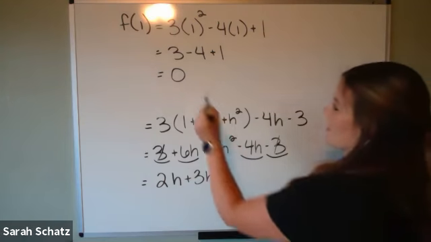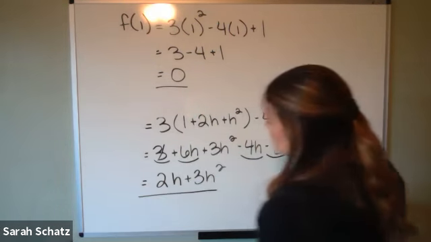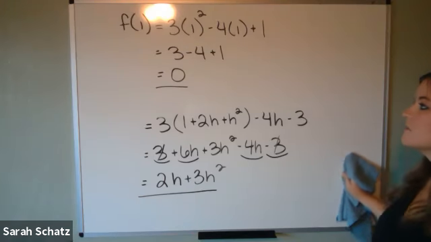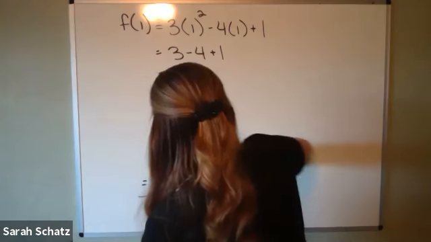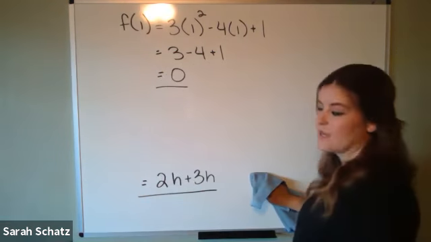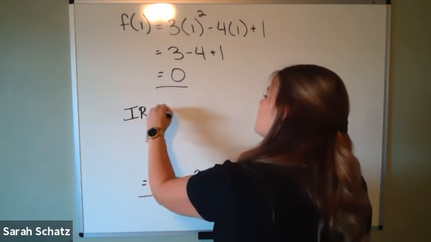But anyway, so we have f of 1 is 0, and we have f of 1 plus h. It's this right here, this 2h plus 3h squared. So before I erase that so I don't forget it, let's go back to what we're looking for.